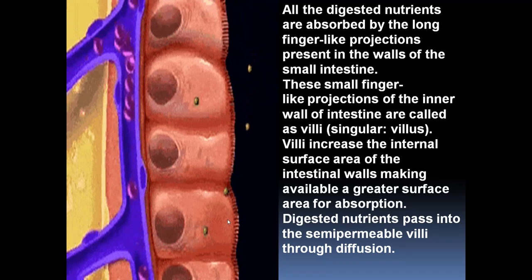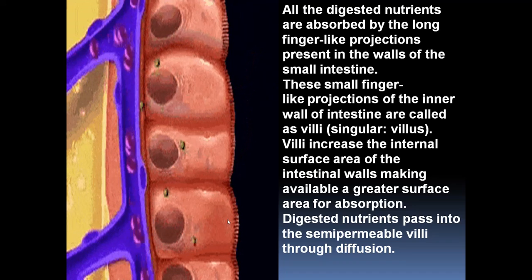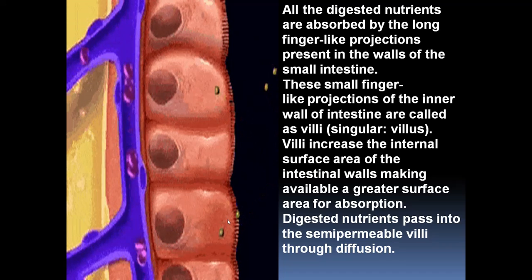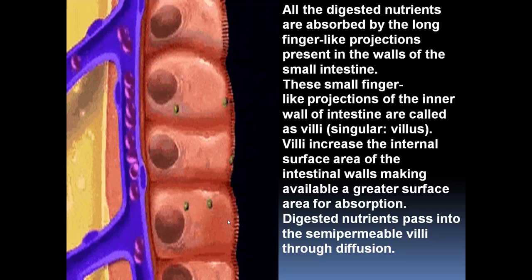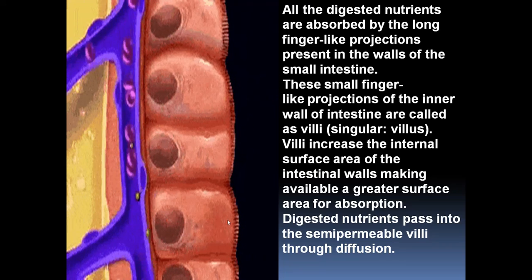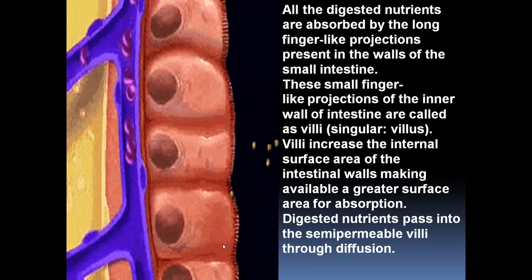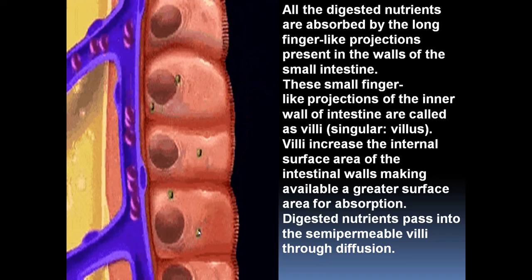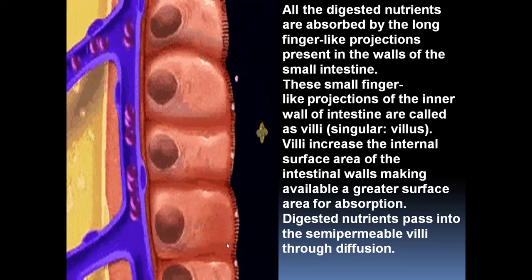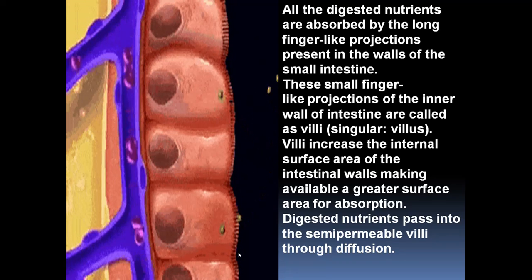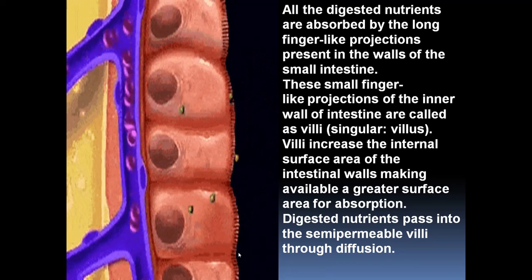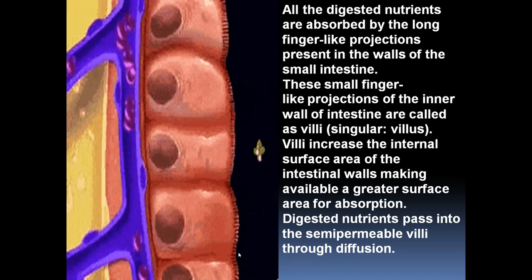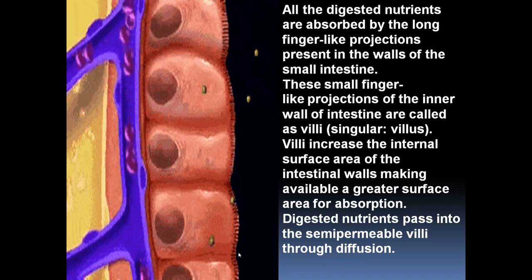So villi increase the internal surface area of intestinal walls, making available a greater surface area for absorption. Digested nutrients pass into the semi-permeable villi through diffusion. Observe this given image, and you can understand how the villi are absorbing the nutrients and passing them into the blood by the process called diffusion.